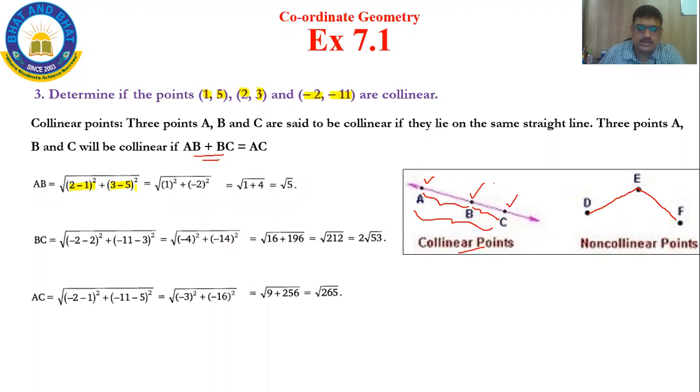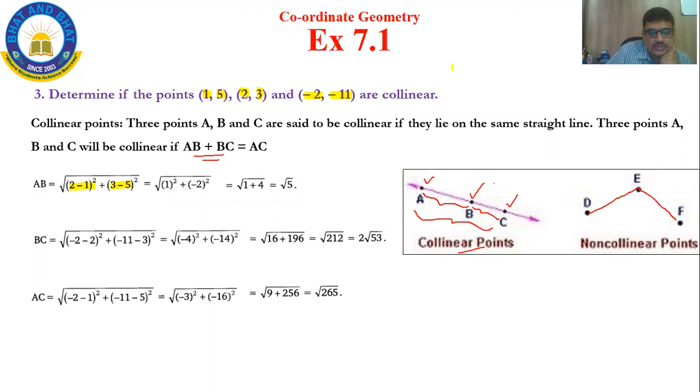Yes. So now tell me, what is the conclusion? You give me the conclusion. What is the conclusion? So what is the conclusion? They are not collinear, sir. Yes. Why are they not collinear? What is the reason? Because AB plus BC is not equal to AC, sir. Yes, AB plus BC is not equal to AC, because root 5 plus 2 root 53 is not equal to root of 265. So that will be my conclusion.